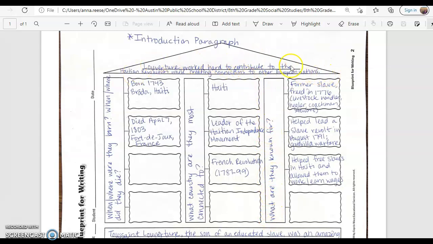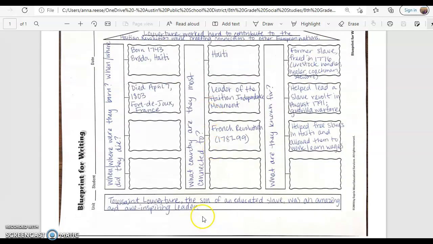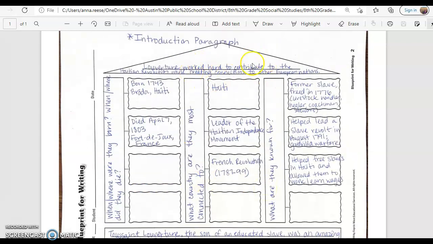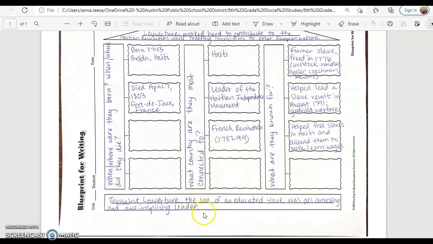Now, up on the top here, the little roof of your organizer, this is my last sentence. So this is the concluding sentence. And I said, Louverture worked hard to contribute to the Haitian Revolution while creating connections to other European nations. So this sentence, your concluding sentence, should wrap it all up. You can certainly use the topic sentence as a guide to create your concluding sentence. You honestly can start with your topic sentence and your concluding sentence at the same time, because they're kind of saying the same thing, but in a different format, in different words, a different pattern.